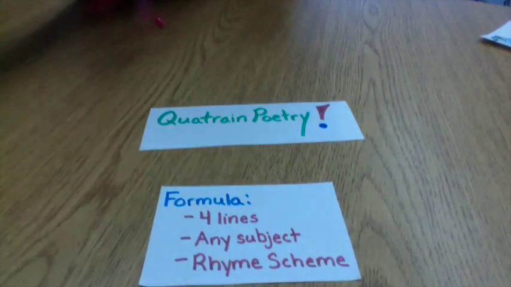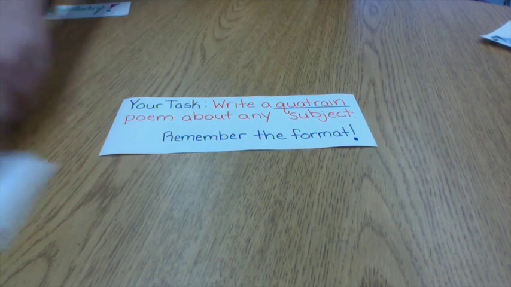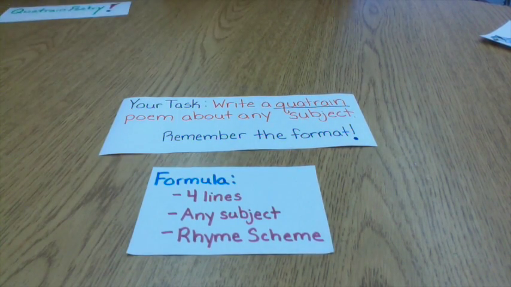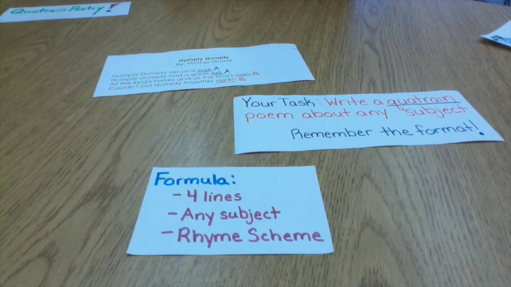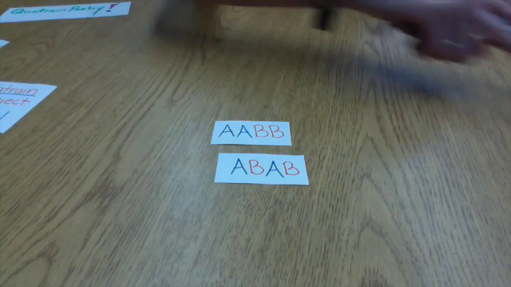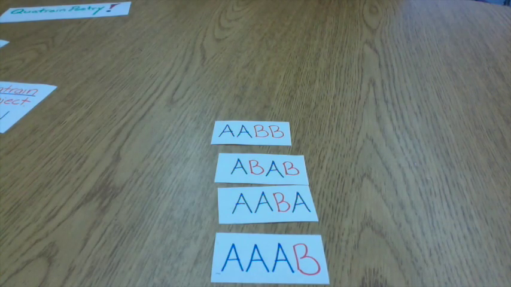Your task today is going to be to write a quatrain poem. Now this poem can be about any subject, but you must remember the format. So again, you need 4 lines, just like our poem had 4 lines. 1, 2, 3, 4. You need a subject, and you need a rhyme scheme. As a reminder, the rhyme schemes we talked about today were AABB, ABAB, AABA, and AAAB. You are going to write this poem in your journal just like last time.